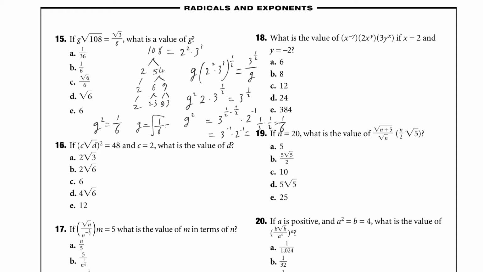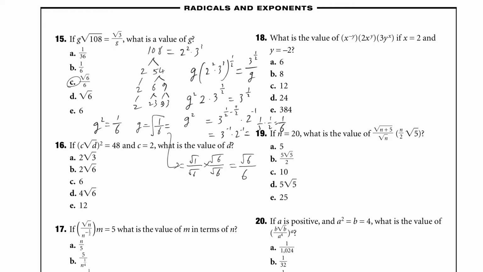And that's the same thing as saying the square root of 1 over the square root of 6. And I want to rationalize it. So multiply square root of 6 to both sides, top and bottom. So I have square root of 6 times square root of 6 is 6. So the answer is C.